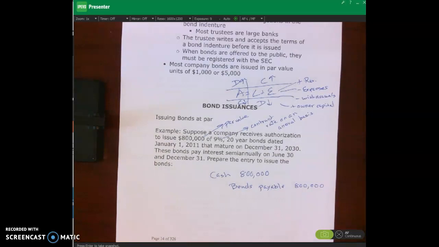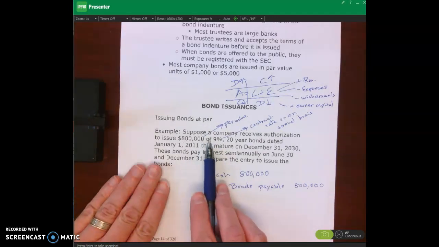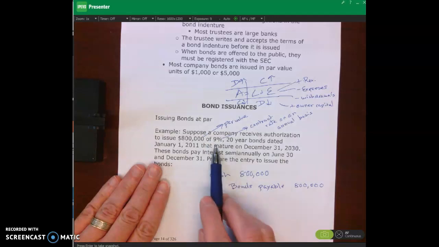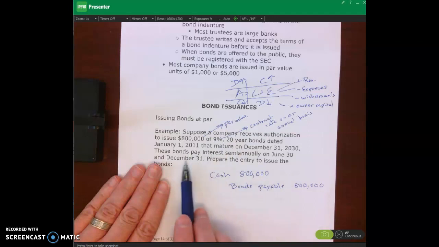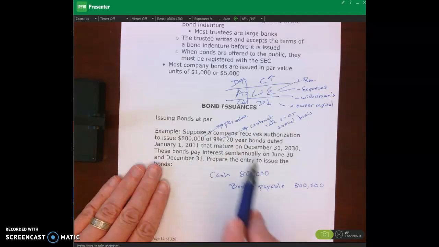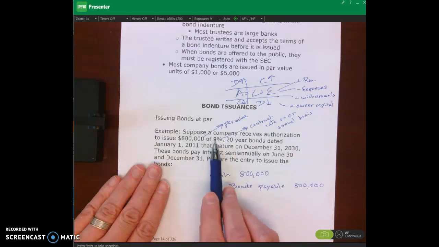The way that we calculate, as I said in the first lecture video, how much interest we have to pay our bondholders is par value times contract rate. What's the par value? What's the contract rate? So $800,000 times 0.09. Here's the problem. This is on an annual basis. My interest is being paid on a semi-annual basis. So I have to multiply the par value times 0.045, which is half of my annual interest rate.